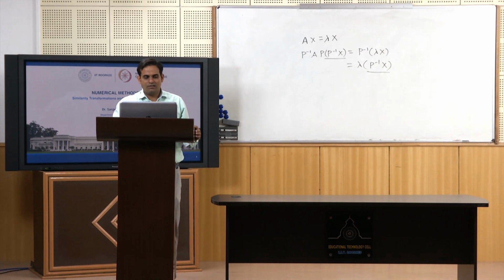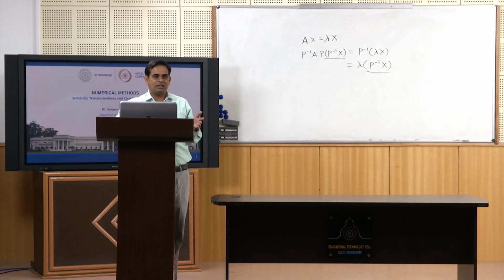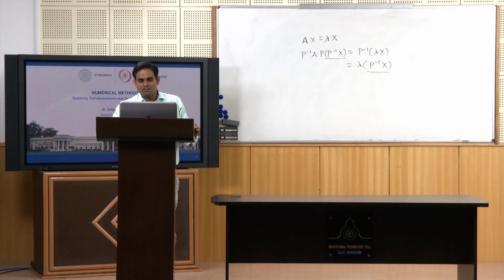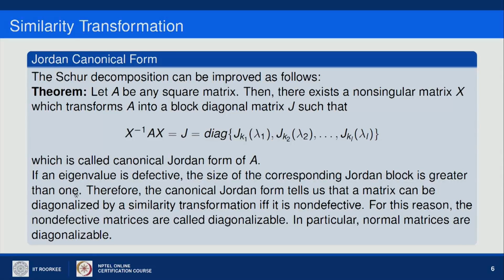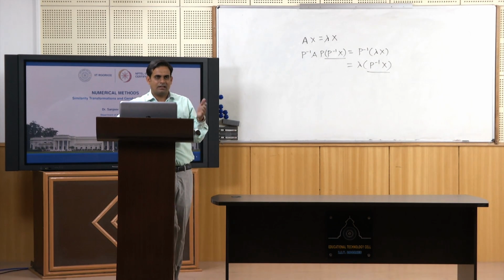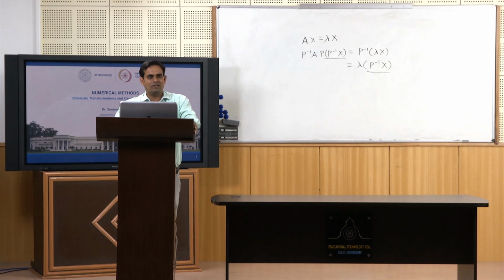If an eigenvalue is defective, meaning the algebraic multiplicity is not equal to the geometric multiplicity, the size of the corresponding Jordan block is greater than 1. Obviously, the geometric multiplicity will be less than the repetition of the eigenvalue, that is the algebraic multiplicity, and from the geometric multiplicity we need to decide the block size and number of blocks.